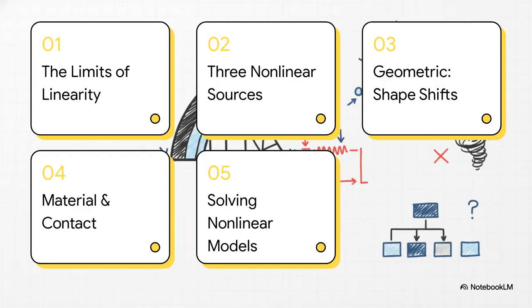So here's our game plan. We're going to map out this whole territory, starting with the absolute limits of the linear world. Then we're going to meet the three big sources of nonlinearity. We'll dive into each one with some real-world examples, and finally, we'll pull back the curtain and see how modern solvers actually figure out these complex problems.